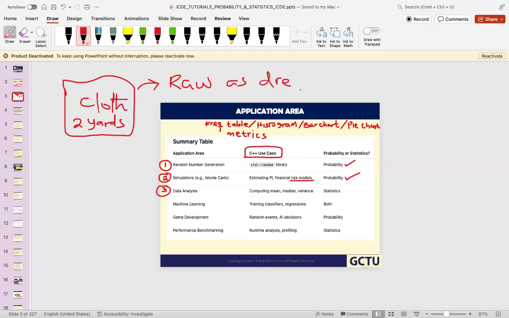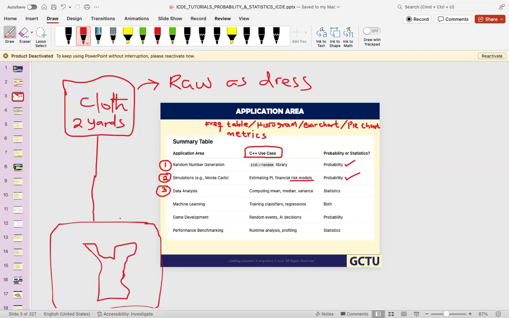Okay. There has to be some transformation. This cloth will have to move to another level, whereby probably now your seamstress or your tailor may try to make some dress out of it in a way. Okay. So the moment this cloth changes to become a dress, we say that data here has changed to become information.